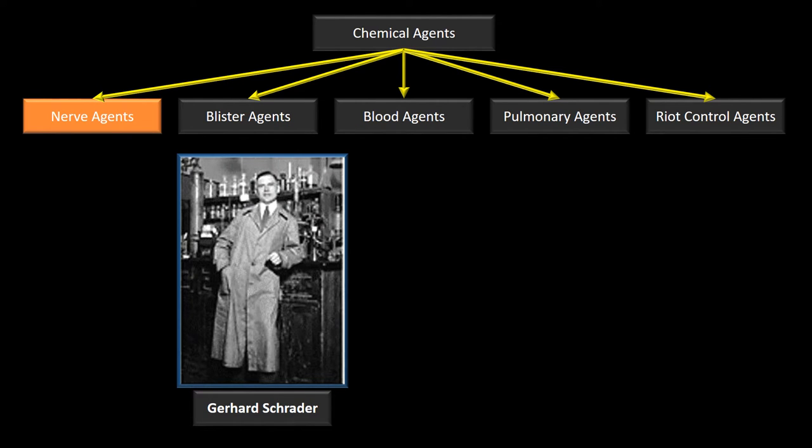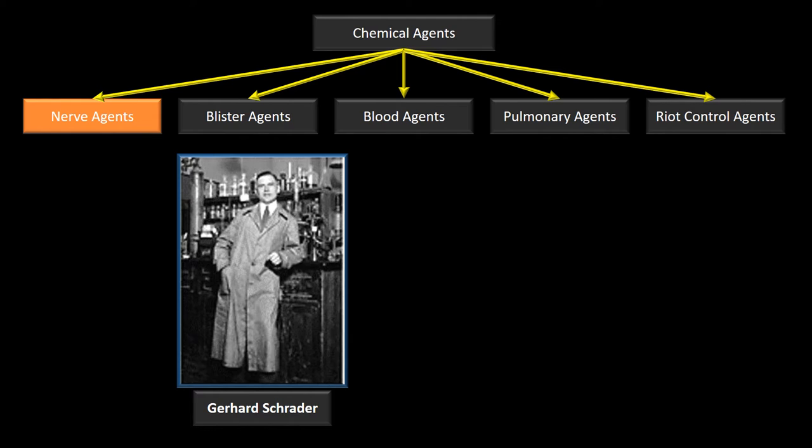So nerve agents were actually created by a German scientist named Gerhard Schrader. What Gerhard Schrader was trying to do was make a more efficient pesticide. He was actually trying to fight world hunger. And he made the first nerve agent called Tabun, and we'll talk about this in a minute. He didn't realize what he had on his hands. As a matter of fact, he spilled a little bit in his laboratory and hospitalized himself for about 3 weeks when he created this agent.